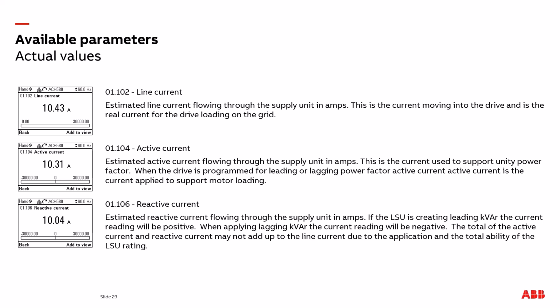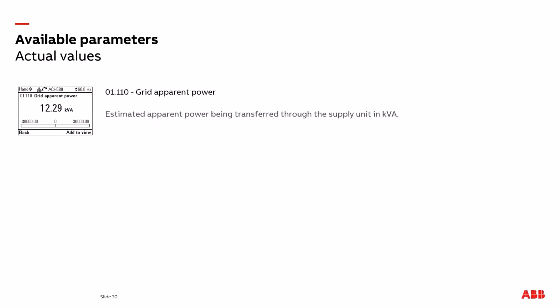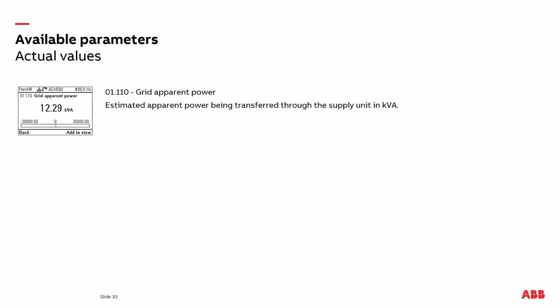The total active current and reactive current may not add up to the line current due to the application and the total ability of the line supply unit's rating. We have grid power apparent. The apparent grid power estimates the apparent power being transferred through the supply unit in kVA.